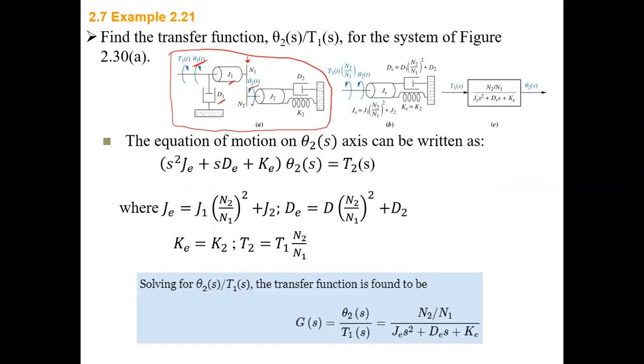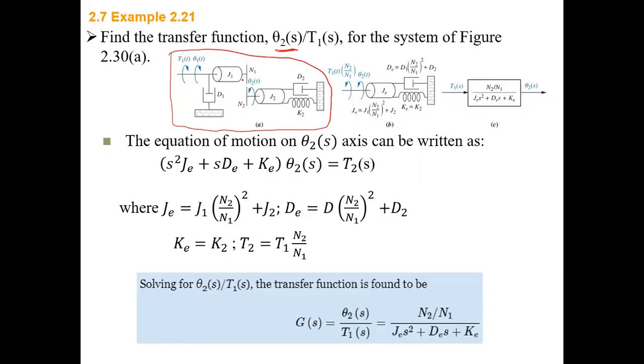So similarly, you have theta 2, and you have a J2 on the right, then you have D2, and also you have a spring here, K2. This is your question. Now the thing is you have to figure out theta 2 over T1.